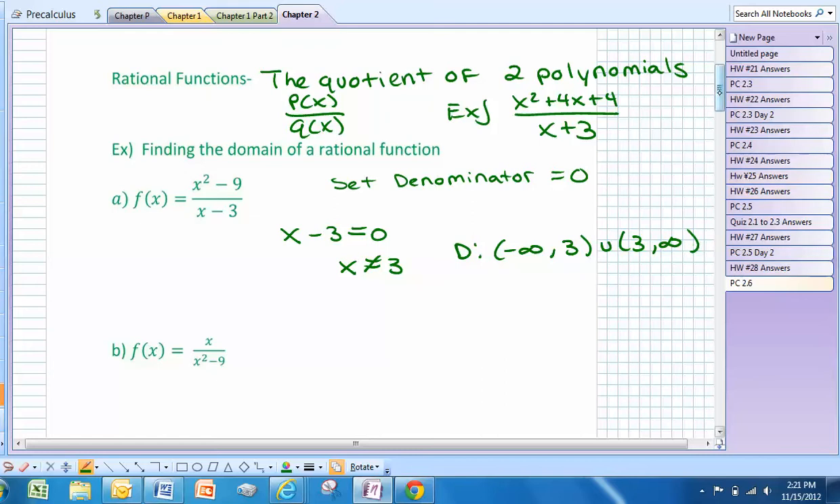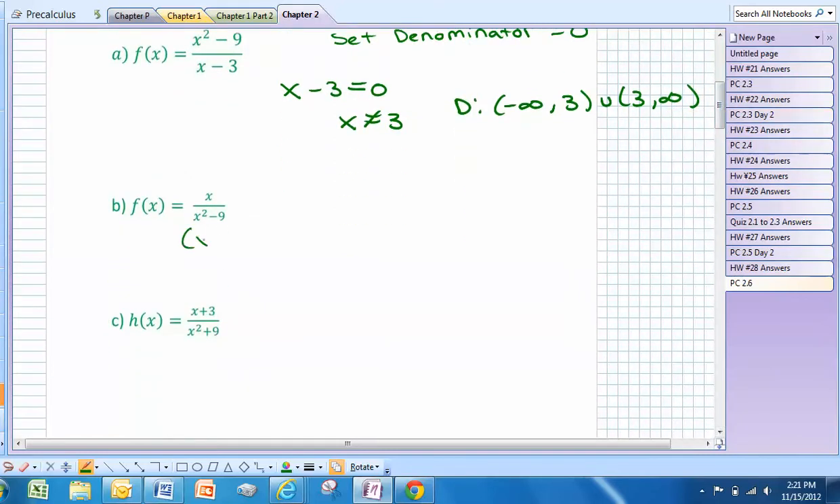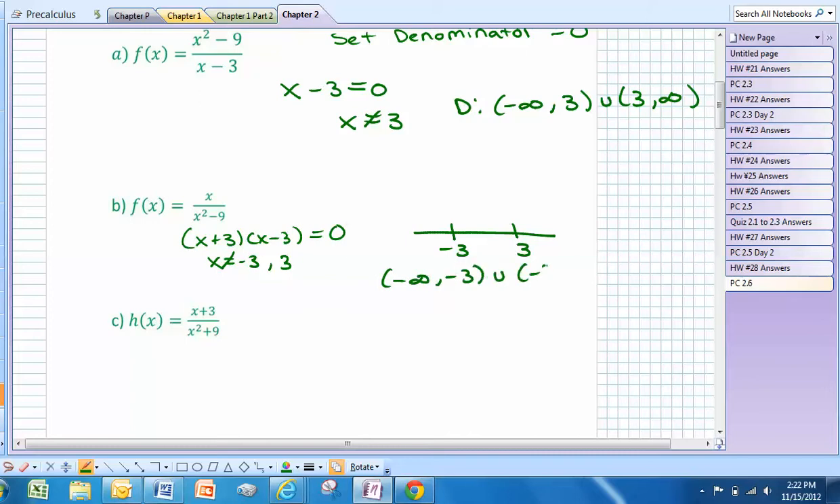For part B, if you factor this, you get x plus 3 and x minus 3. So when you set those equal to 0, notice you get x equals negative 3 and 3. Those are the two numbers that it cannot equal. So if you do your number line, here's negative 3, here's 3. So remember, it's from negative infinity to negative 3, from negative 3 to 3, and from 3 to positive infinity. And that is your domain.